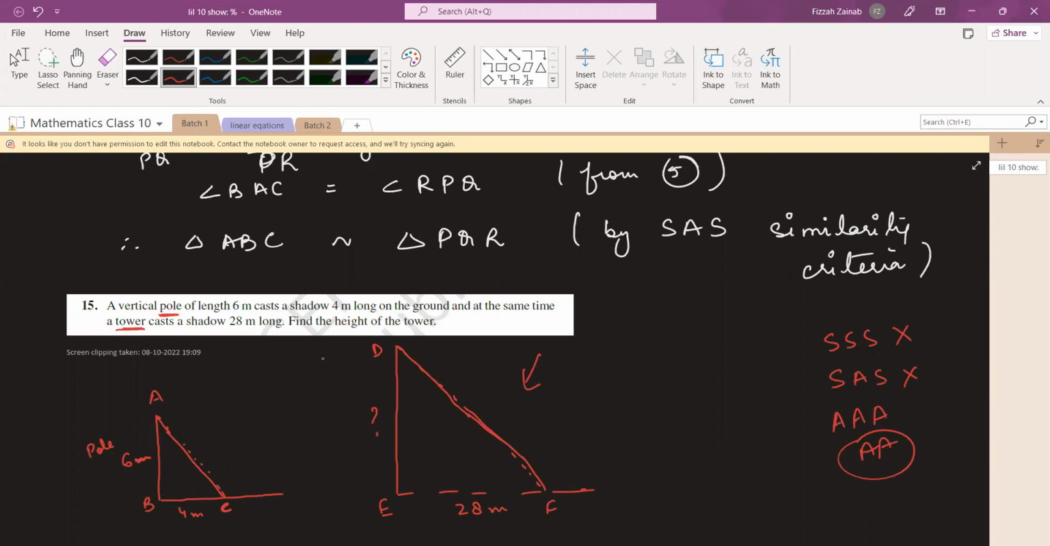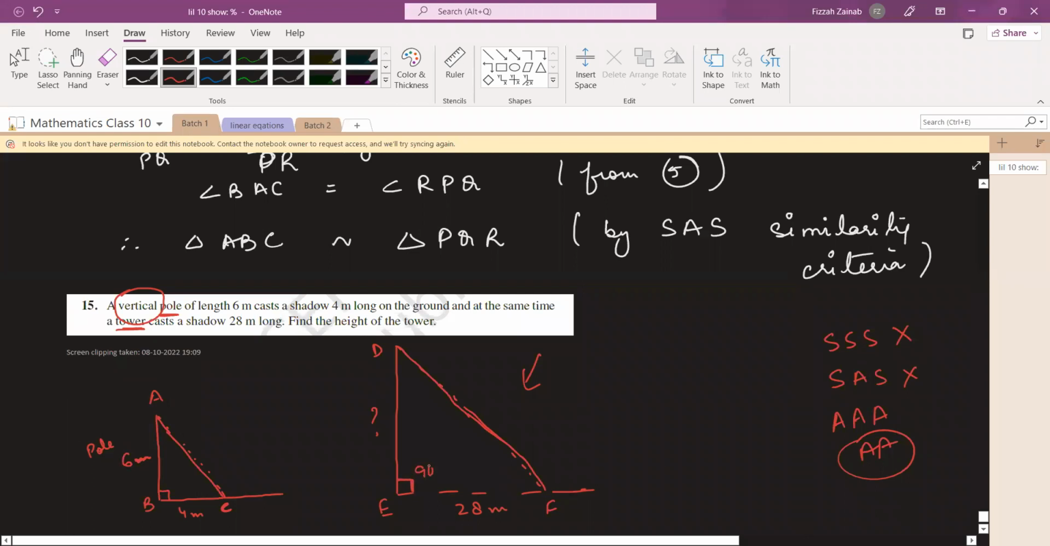Now, which angles can I show? Look here, a vertical pole. Vertical means it is exactly at 90 degrees, so this angle is 90 degrees. And the tower also, because it's standing straight on the ground, so this angle is also 90 degrees. So this is actually given here that angle B is equal to 90 degrees and angle E is equal to 90 degrees, right? And you have to find DE.